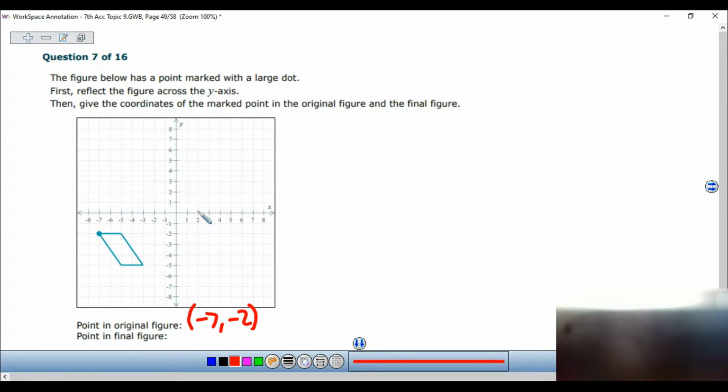So we're reflecting it across the y-axis. So it's going to go the same distance across the y-axis here. So it is 7 away. So we're going to go to the 7. That's the new figure there. So the new point is 7, -2. That's it.